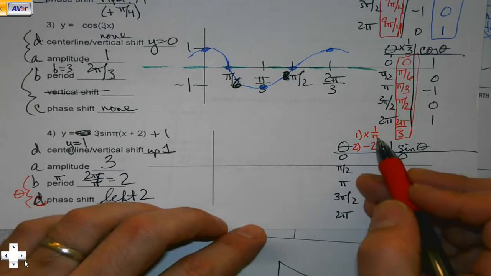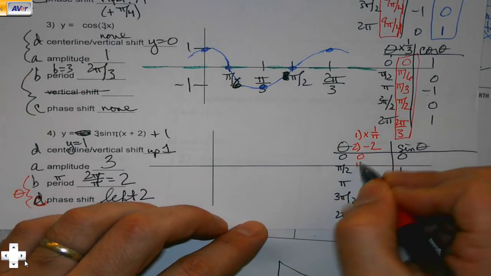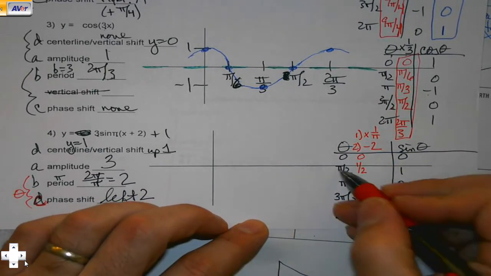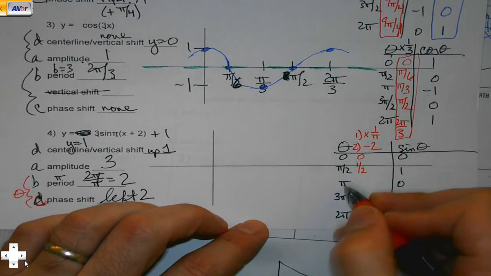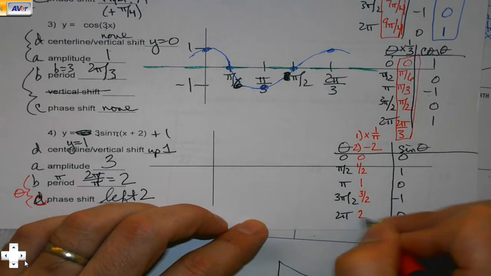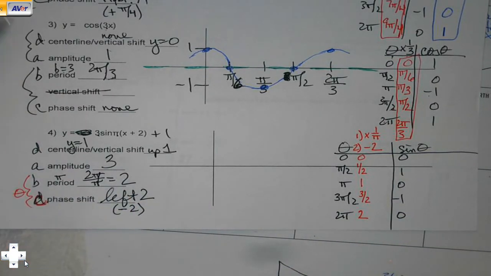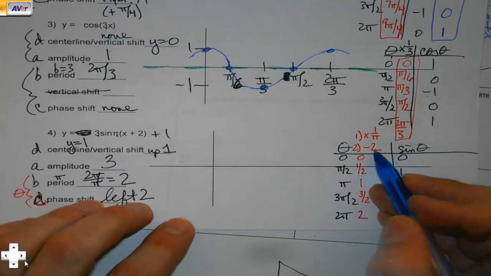So multiply by 1 over pi just means the pi's are going to disappear. So pi over 2 becomes 1/2 because the pi's cancel. Pi divided by pi is 1. 3/2, 2, just like my period should be. Once I've done that, now I'm going to take those values that are now just numeric, but minus 2 from each of them.